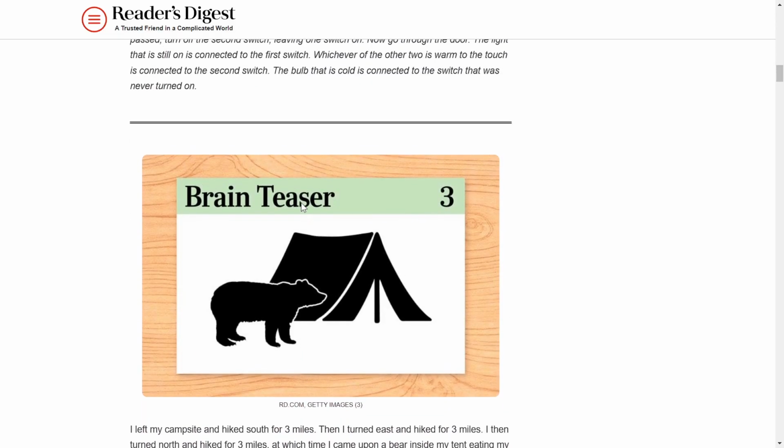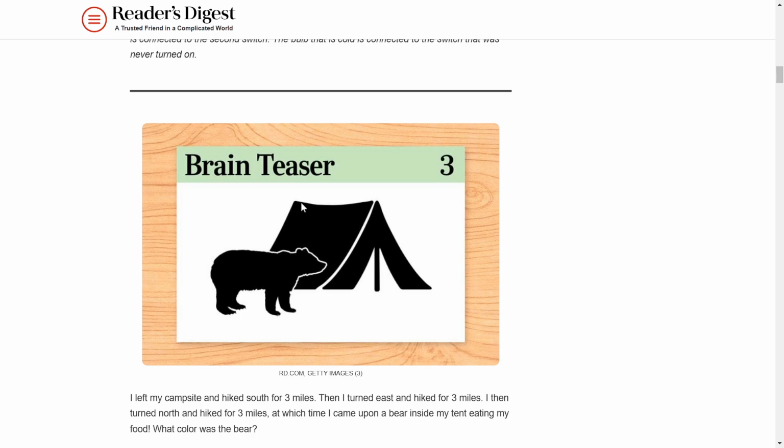Okay, well, I didn't see the solution just yet, but you might have. Brain Teaser 3. I left my campsite and hiked south for 3 miles. Then I turned east and hiked for 3 miles. I then turned north and hiked for 3 miles, at which time I came upon a bear inside my tent eating my food. What color was the bear? Brown. Well, in this case, the picture is black, but okay.